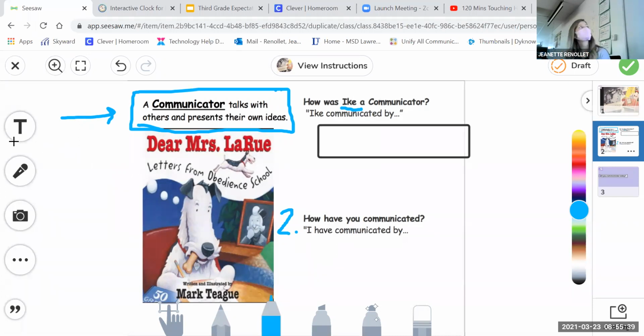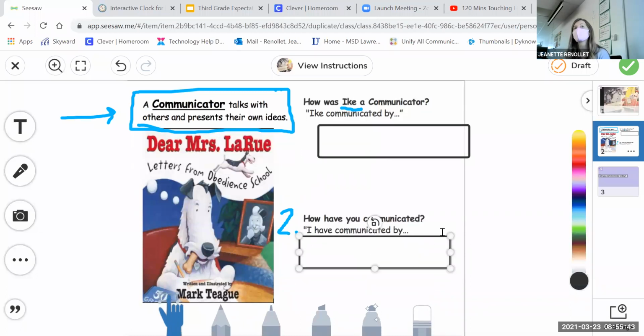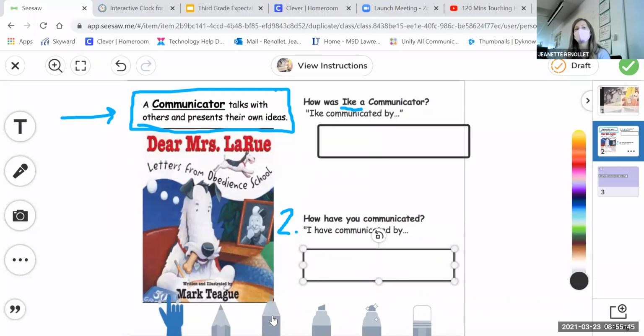Okay, I want you to use your text tool and finish this sentence. I have communicated. This is a verb. I have communicated by. Give one example from your life. How have you been a communicator? Type it in to slide number 2, please. You may go.